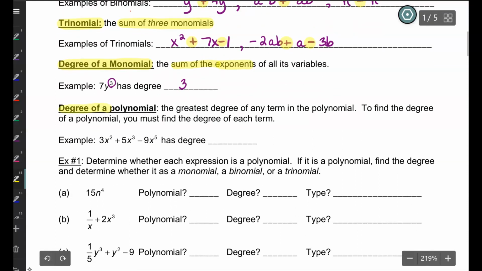Now, when you have a polynomial, we have multiple terms. So what we're going to do is we're going to take the greatest degree of any term in the polynomial. In other words, so here we have 3x squared plus 5x cubed minus 9x to the 5th. So look at each of the exponents. Compare which one has the largest. 5, so that's going to have a degree of 5.